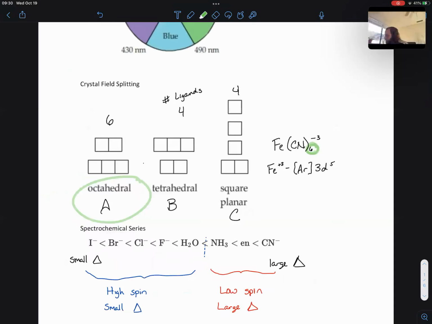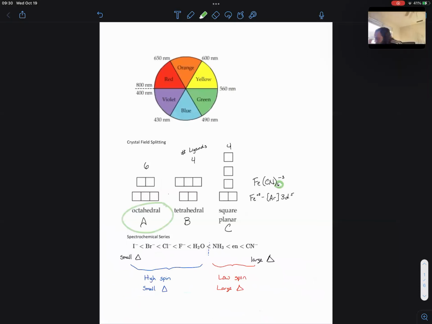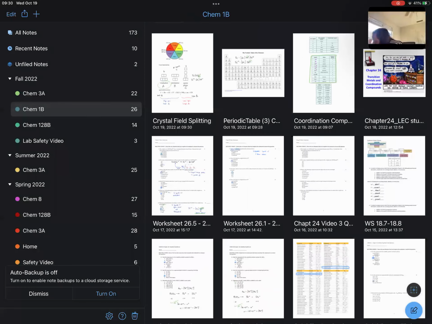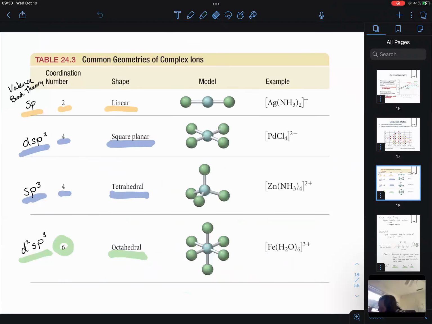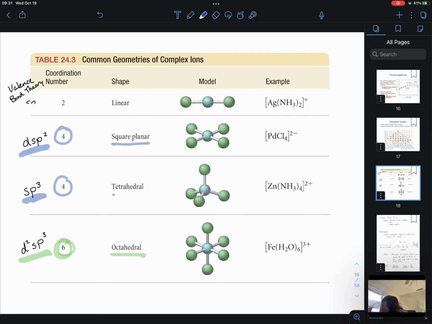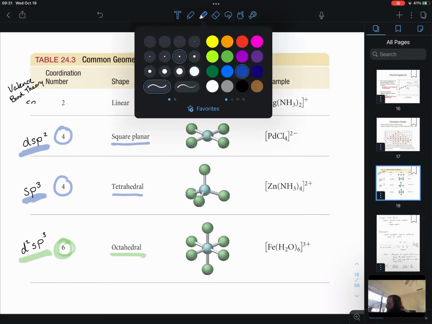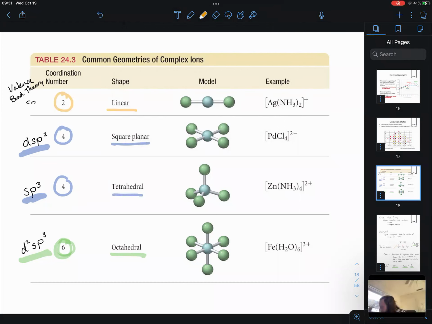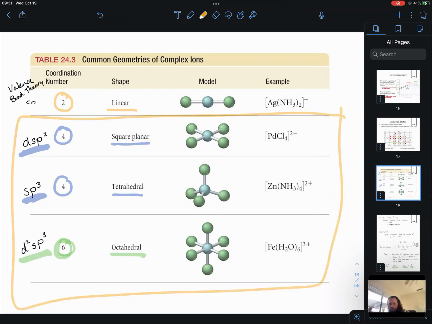Just to rewind back, this is what we started out the day with on Monday. In terms of number of ligands, octahedral is the only one that has 6. Tetrahedral and square planar have 4. Notice that we're conveniently skipping over the linear ones here. They're fairly rare, so we're going to stick to only these 3 examples when it comes to drawing our diagrams.